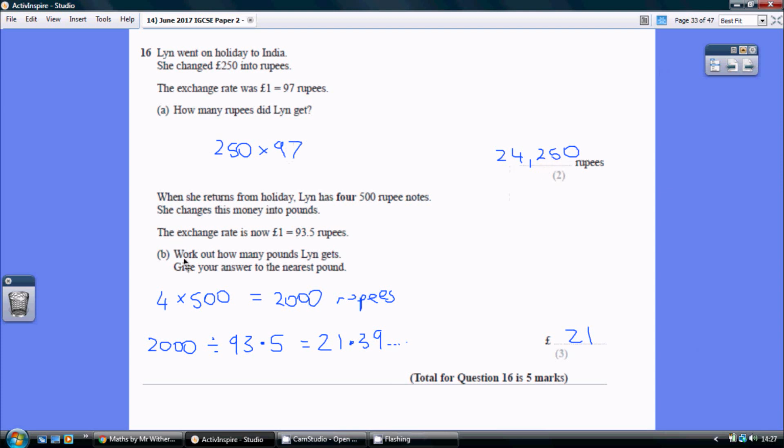Now, with regard to part B, work out how many pounds that Lynn gets. She's got 4 500 rupee notes, so that's 4 times 500, which is 2,000 rupees. We're now going to be using the 93.5, but we're going from rupees to pounds. We want to get a smaller number, so we're going to have to divide by 93.5. So 2,000 divided by 93.5 is 21.39... So to the nearest pound, that's 21 pounds.